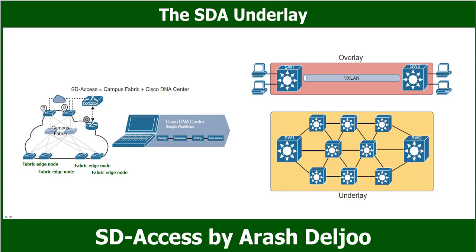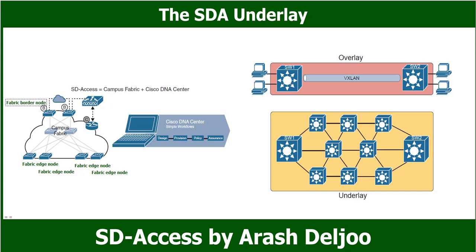Fabric border node. This is a switch that connects to devices outside SDA control, for example, a switch that connects to the WAN router or to an ACI, application-centric infrastructure, data center. Let me show you. For example, here now we have some fabric border nodes. This is a fabric border node, and also we have another fabric border node.